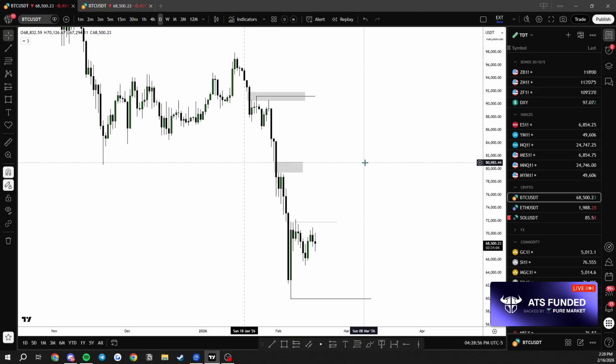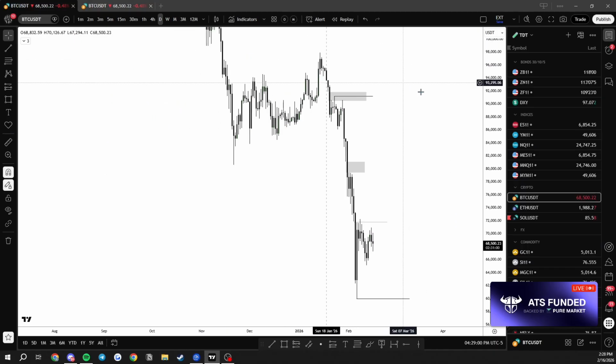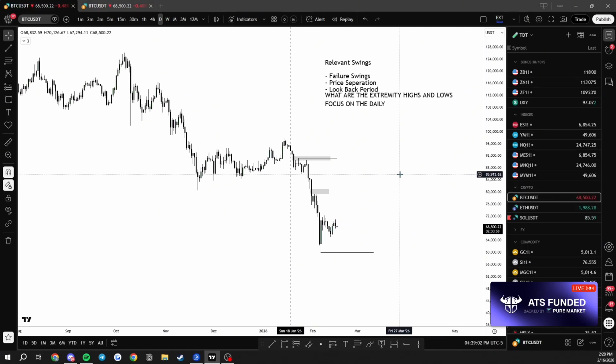Okay, cool. So once again, just to recap, the way that we can find relevant swings is to make sure that there is enough price separation for something to not be considered a failure swing, right? And we have to think of this new definition of failure swing when we talk about that. Low resistance liquidity and failure swings are not necessarily the same thing, right?